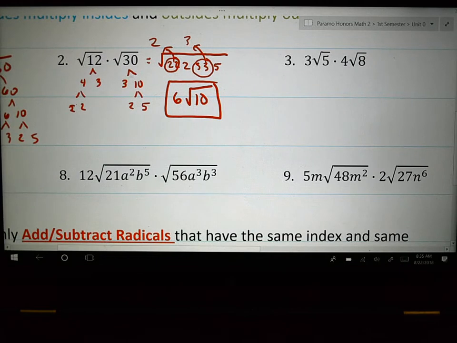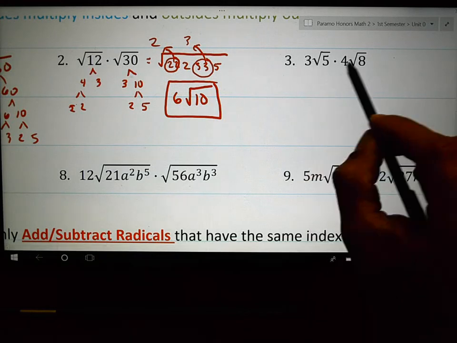Number 3. I have 3 root 5 times 4 root 8. Insides times insides, outsides times outsides. I'd probably do the 3 and the 4 first.